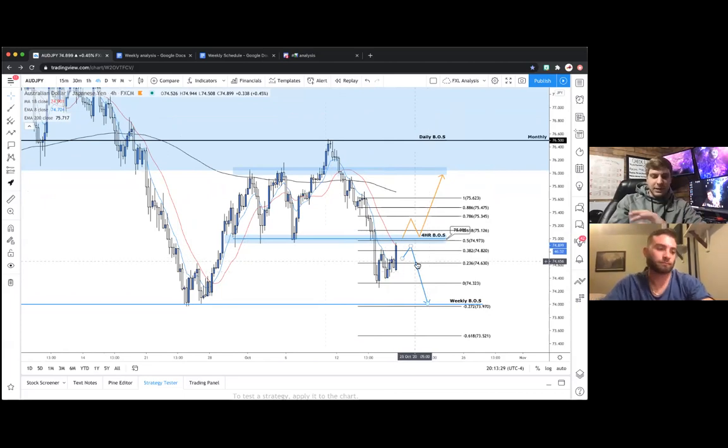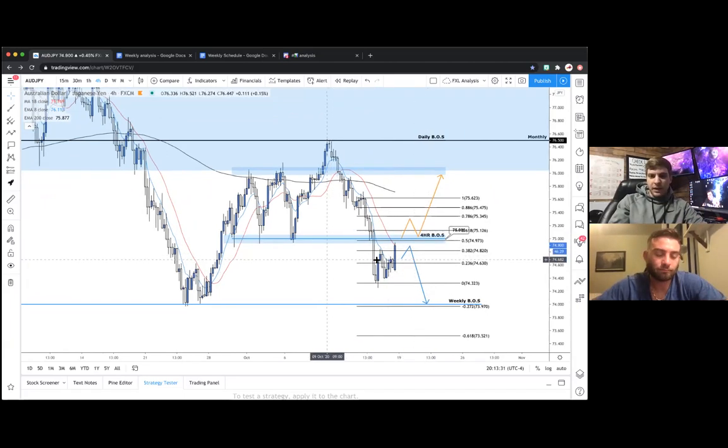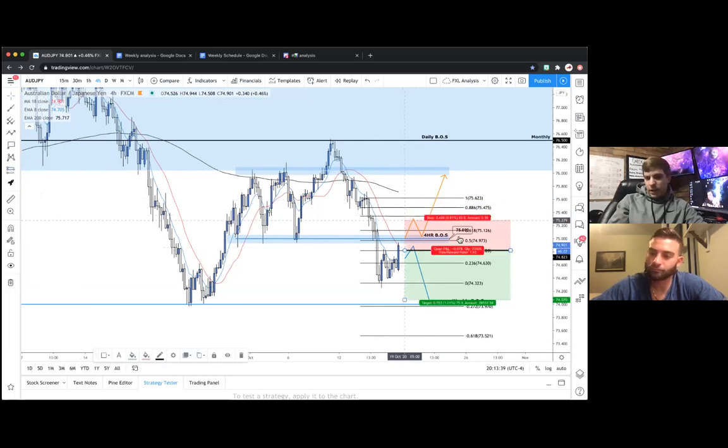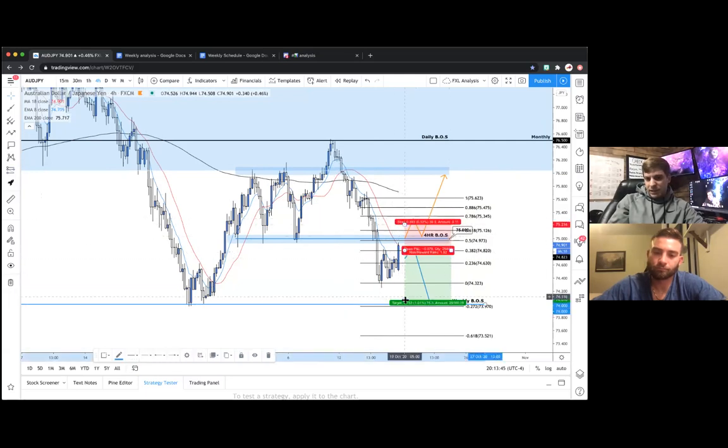I'll enter that 10 out of 10 times. That's a perfect trade. Everything I want to see, we'll enter on that and then target back down towards our monthly, or our weekly break of structure rather, which is right where our negative 27 fib level is. So this could be a really nice trade. Something like this. Bring this down a little more.